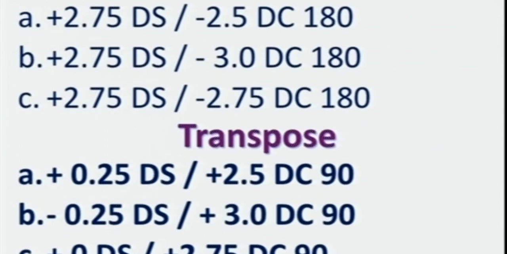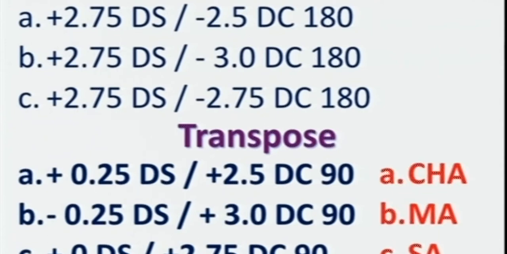Here you've got two powers, both are the same. When you transpose, 0 diopter spherical and plus 2.75 at 90. So the diagnosis would be: compound hypermetropic astigmatism, mixed astigmatism and simple astigmatism. Simple astigmatism, what axis? Plus at 90, so it will become with the rule, okay? Now you follow how to make a diagnosis when sphere and cylinder are different. Yes?